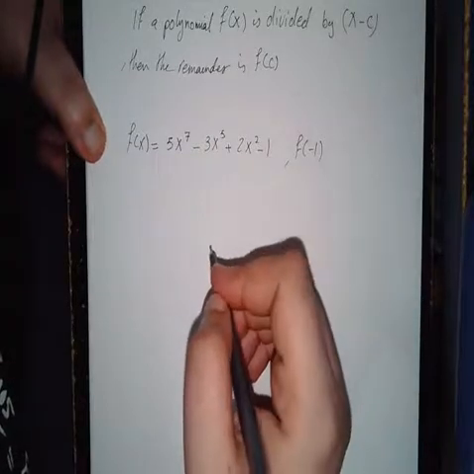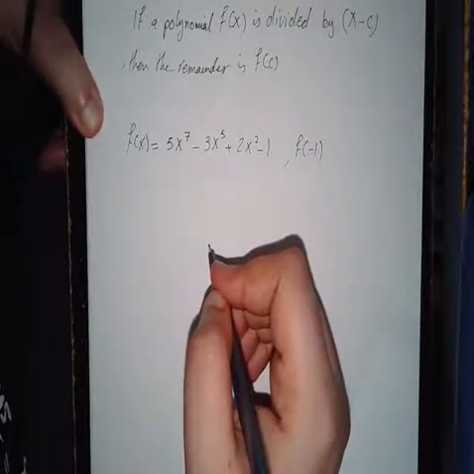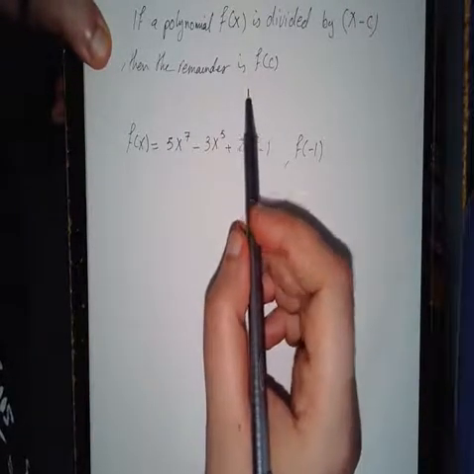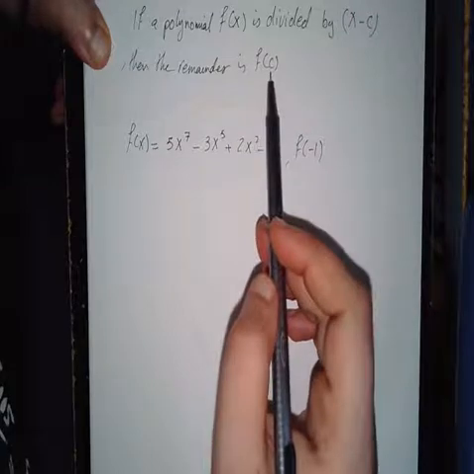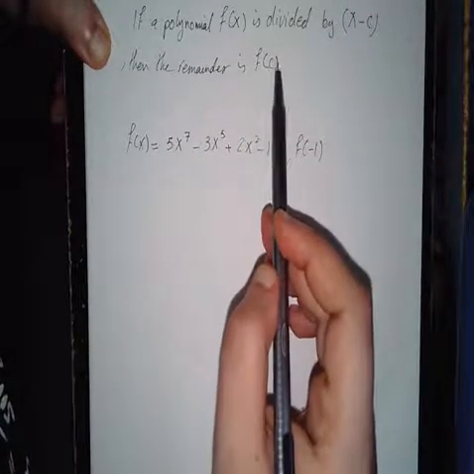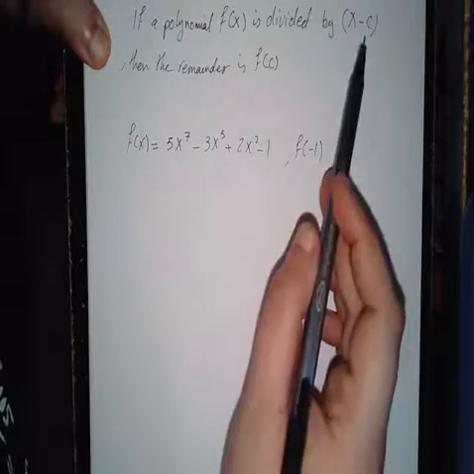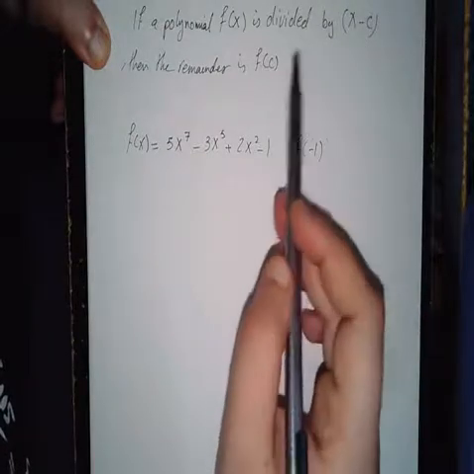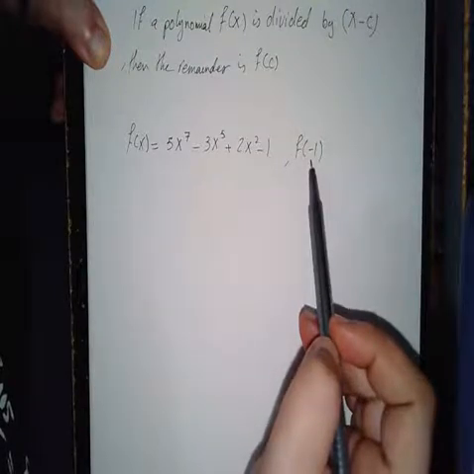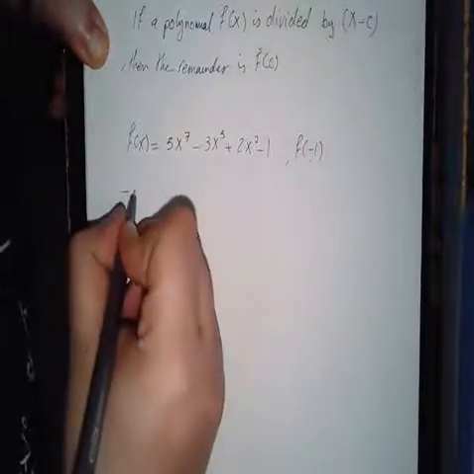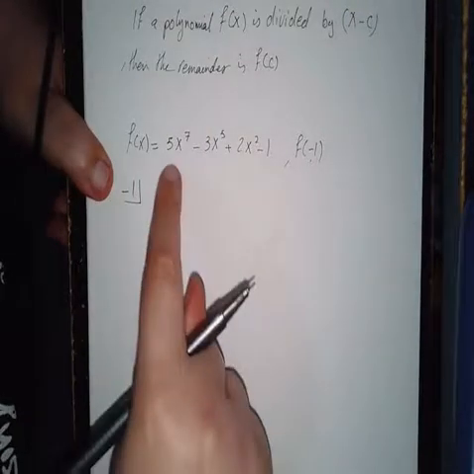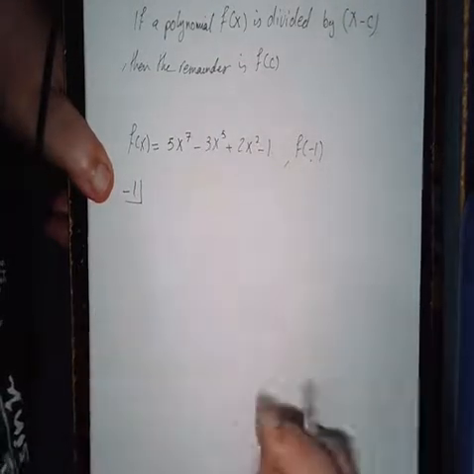But notice, I also didn't tell you what I'm dividing the function by. But because I have this remainder theorem, you know that f of c is the remainder, right? And this c would be the same c value you have inside your divisor. So that means that whatever is inside these parentheses is the number I'm dividing by. Make sense? So I'm just going to grab the negative 1 and place it inside my little window.